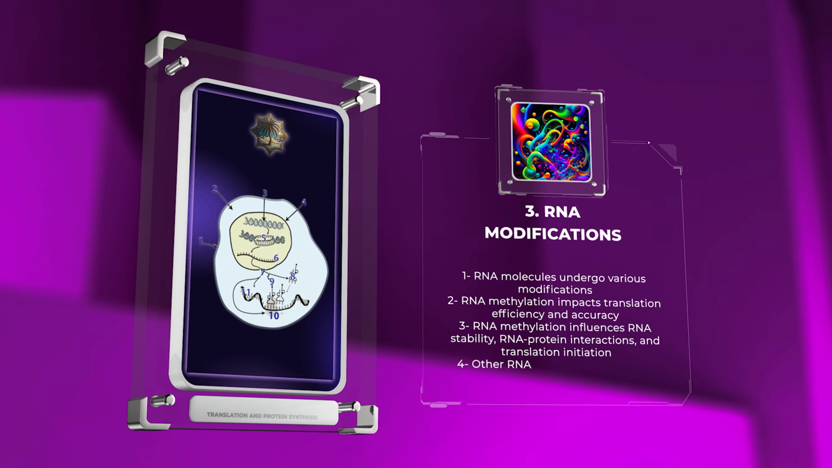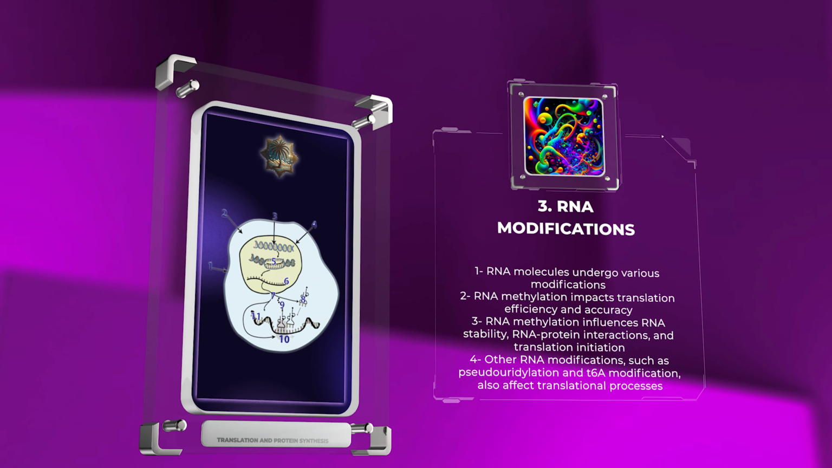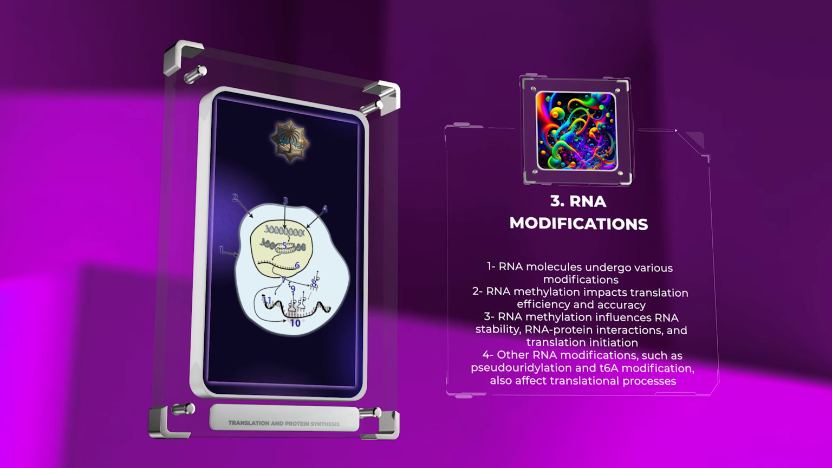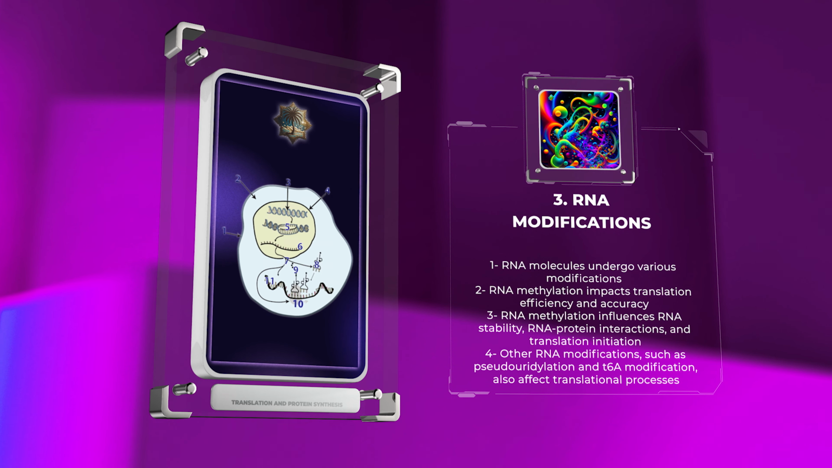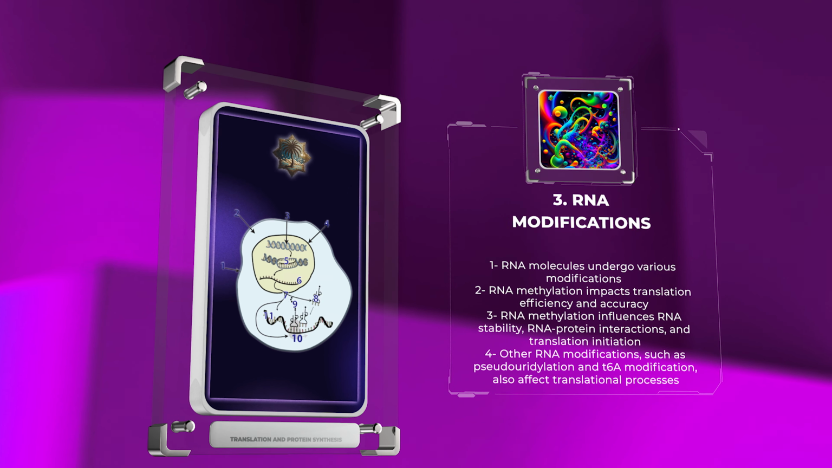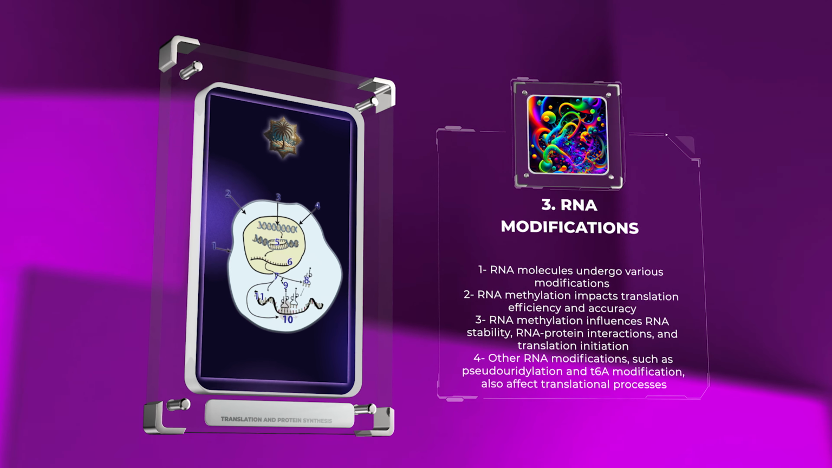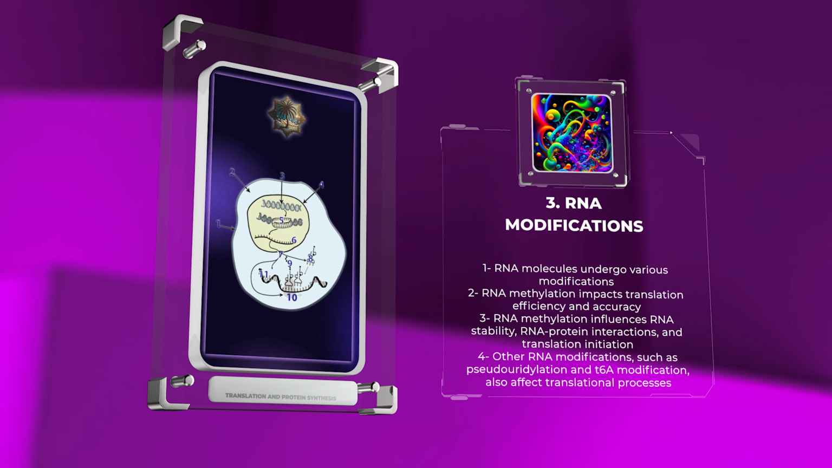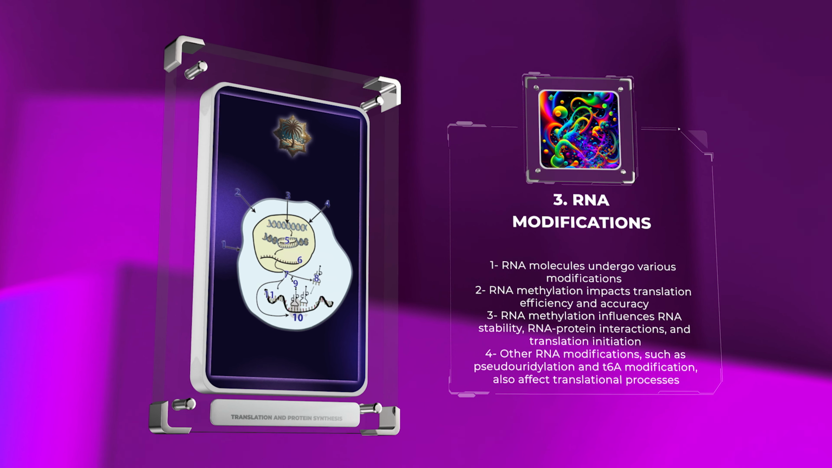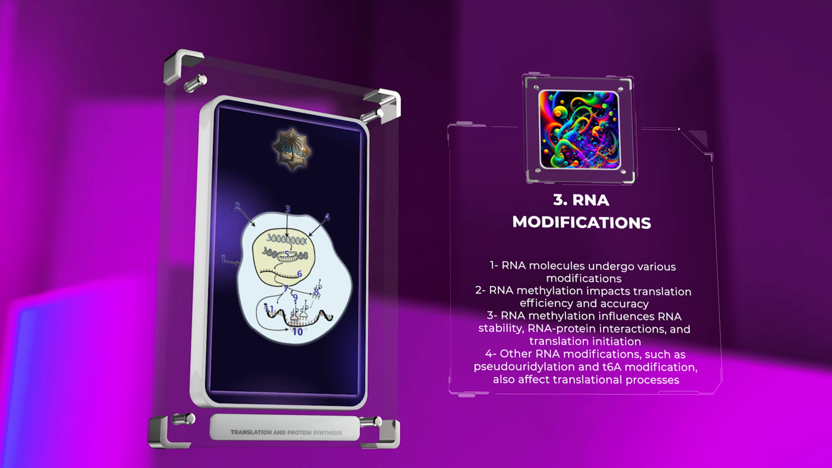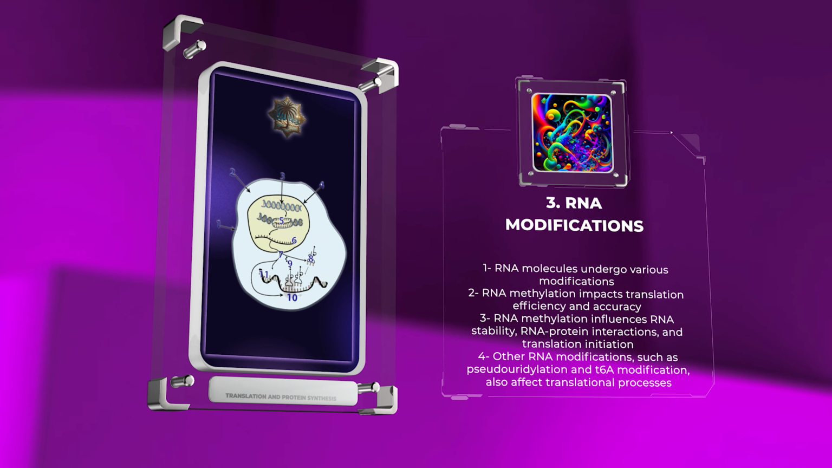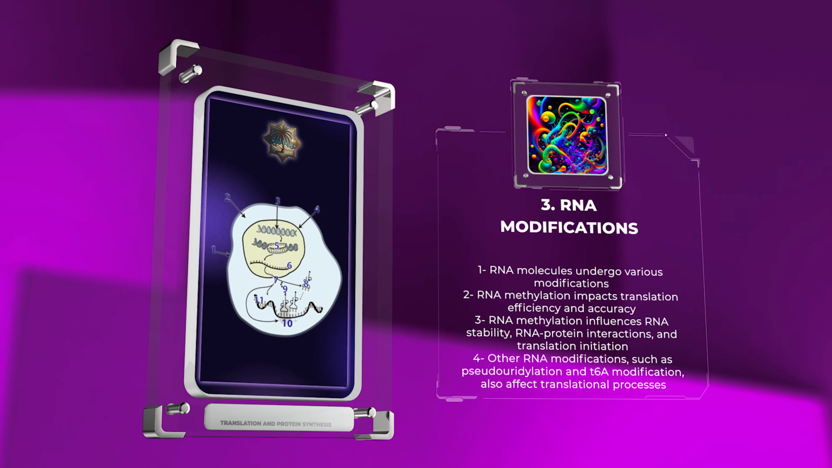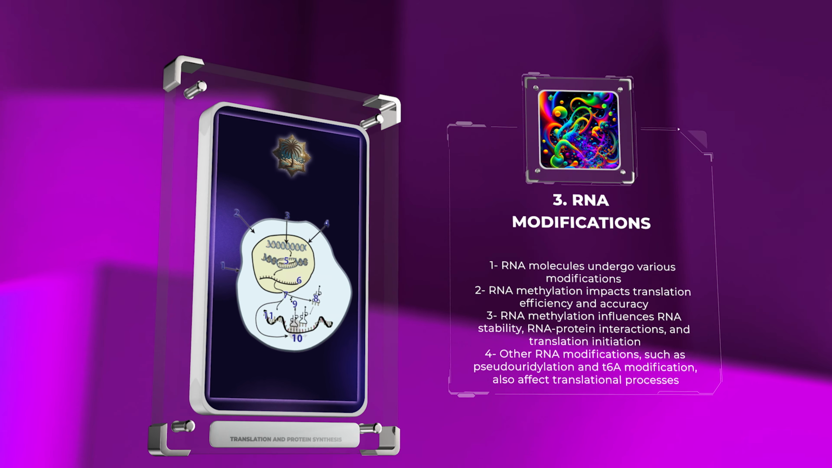RNA molecules undergo various modifications that can impact translation efficiency and accuracy. One commonly studied modification is RNA methylation, where a methyl group is added to the RNA molecule. RNA methylation plays a crucial role in regulating gene expression by influencing RNA stability, RNA-protein interactions, and translation initiation. Other RNA modifications, such as pseudouridylation and N6-threonylcarbamoyladenosine, t6A, modification, also affect translational processes. Researchers are actively investigating the functional roles of RNA modifications and their impact on translation and cellular functions.